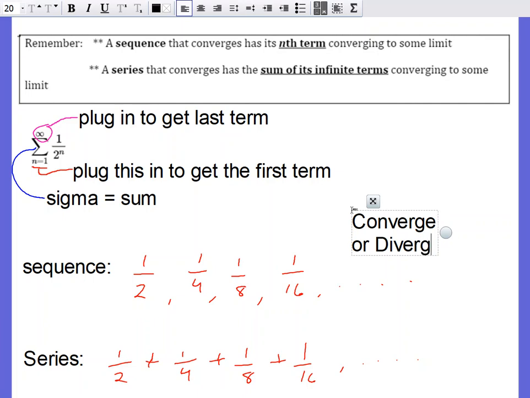There are several of these tests that we're going to use to figure out if something does converge or diverge. There are going to be so many that you really need to be familiar with when to use each one. So today we're just going to start with the two easiest tests, and then we're going to work our way up from there over the next couple of weeks.